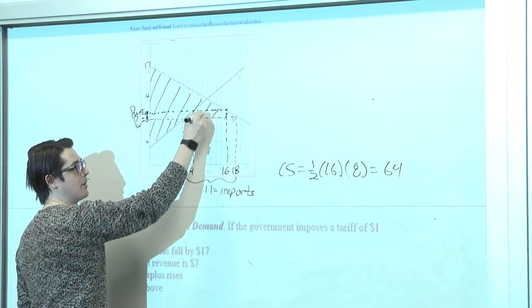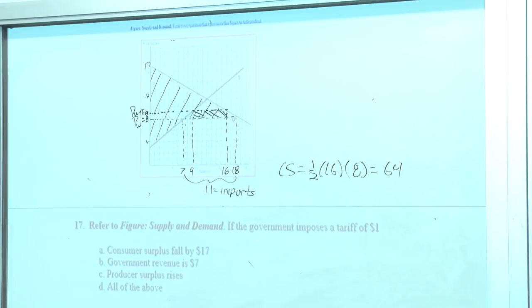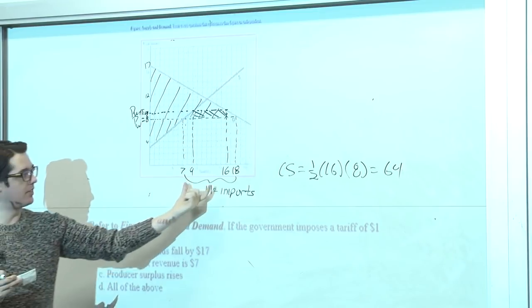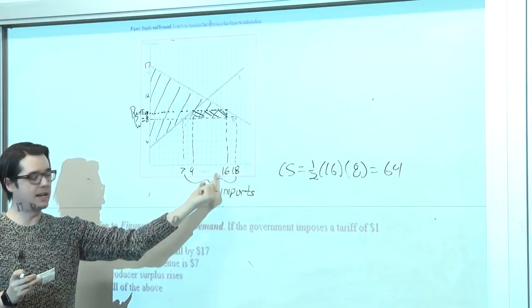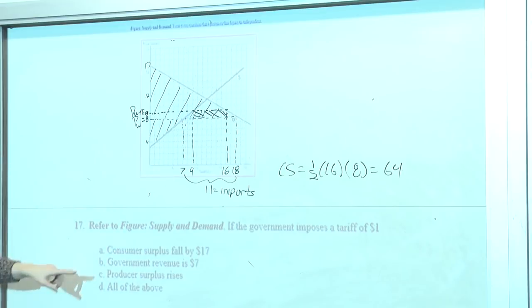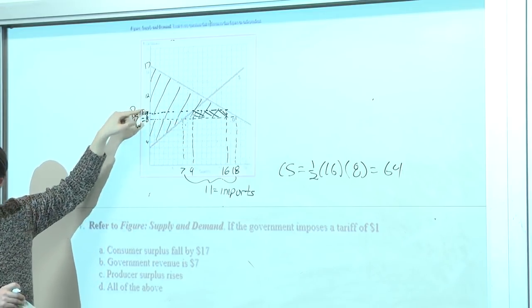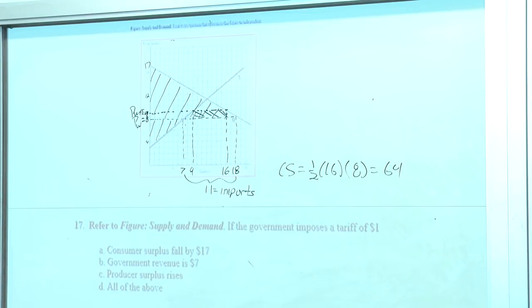Right, the size, that's going to be represented right there. Right, the size of the tax multiplied by the number of items that are taxed. So here there are going to be 7 imports, right, between 9 and 16. And the tax on each of those imports is 1. Okay, so the government revenue is going to be 7. And C is producer surplus rises. Is that true? Yeah. Right, it was this little triangle here. Now it's going to be this slightly bigger triangle right there. Okay. Any questions on that? Good. So the answer is going to be yes.